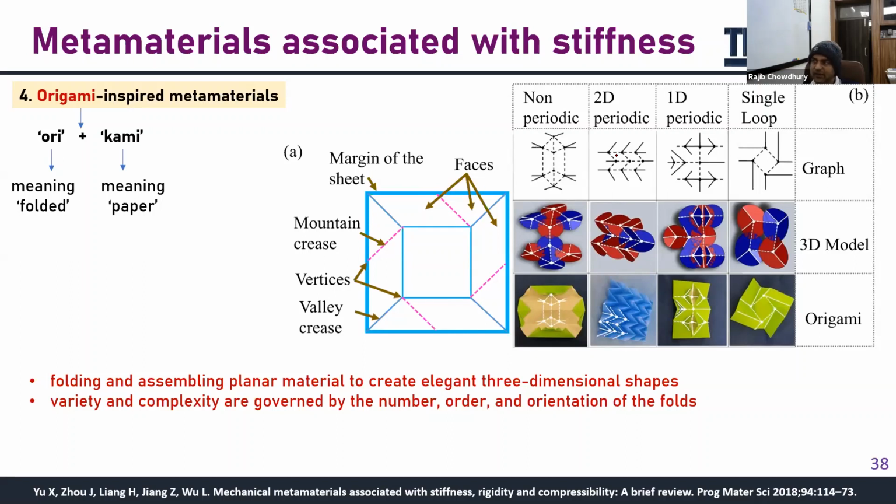Currently, this art of folding an uncut sheet of paper into decorative and well-defined shapes is now being used beyond purely aesthetic pursuits to design ultralight and customizable mechanical materials. Origami relies on folding and assembling planar material to create elegant three-dimensional or 3D shapes, whose variety and complexity is governed by the number, order, and orientation of the folding.